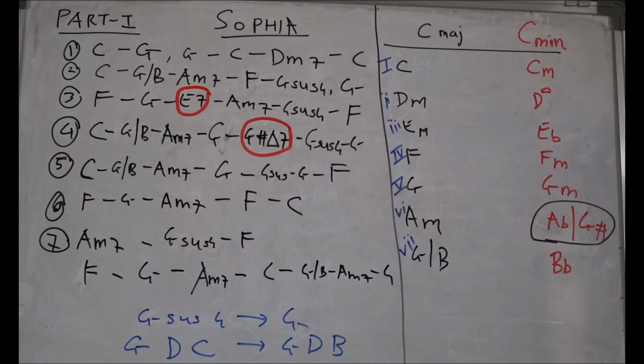So now let's start analyzing. Let's look at the first progression. C major, G major. यूं ही जो तुम बाहों में आए तो याद आए खुदा.